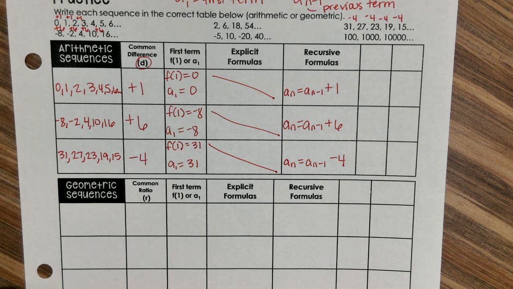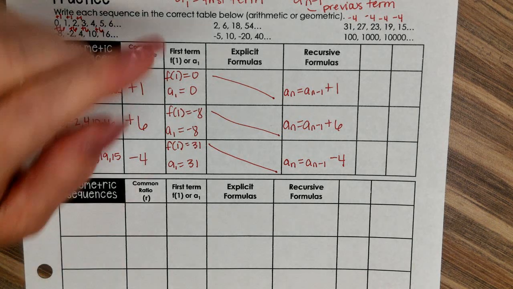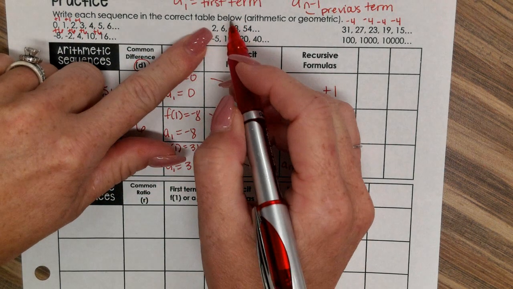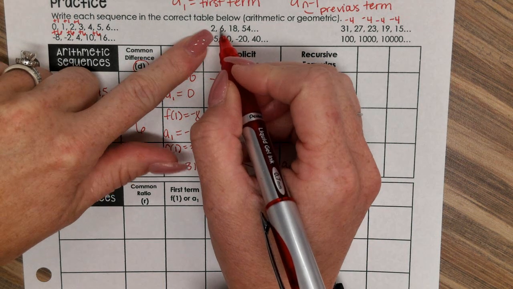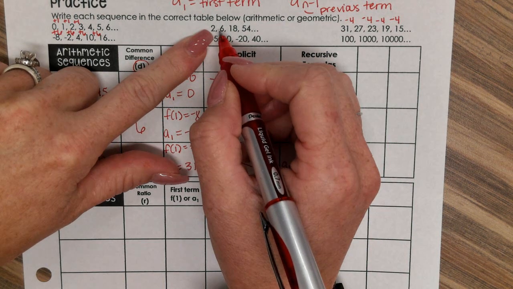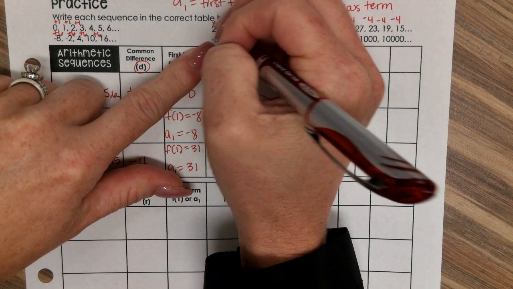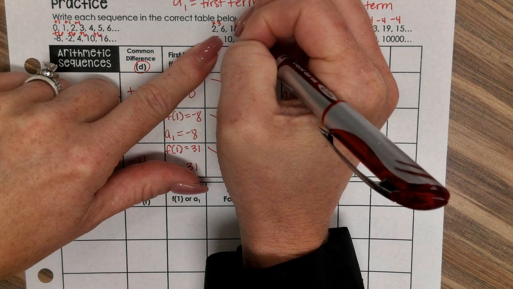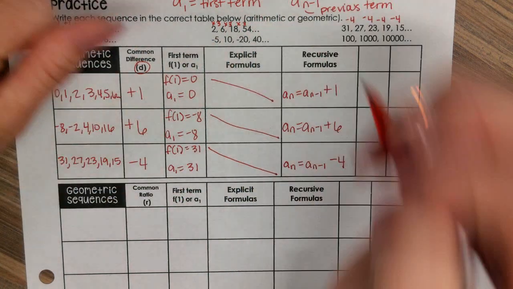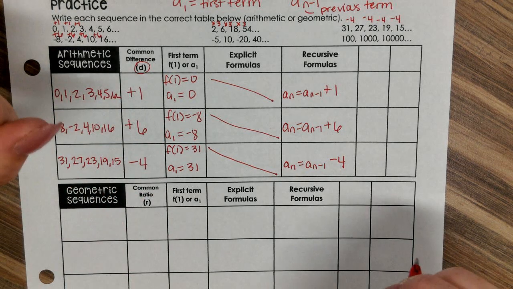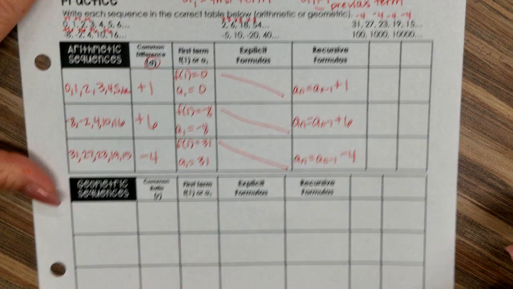Are we okay? Now let's look at our geometric sequences. These are your ones that increase or decrease exponentially. You're multiplying. So look at this one. These are obviously going to be our geometric sequences. How would I get from 2 to 6 by multiplying? Times 3. How would I get from 6 to 18? Times 3. How would I get from 18 to 54? Times 3.